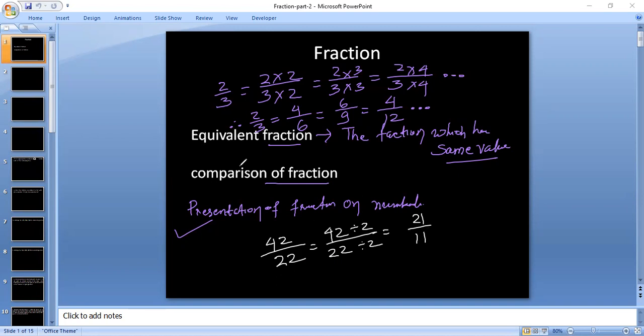In equivalent fractions, both fractions look different, but their value is always the same. That's why the fractions which have the same value, we call equivalent fractions.